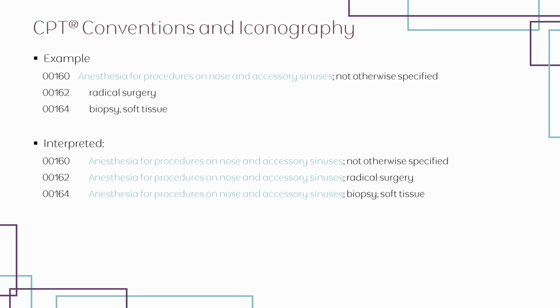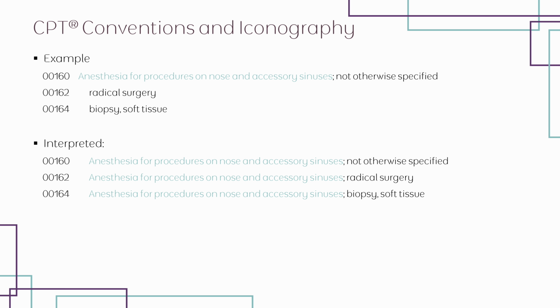Now, let's look at one more example that demonstrates the use of the indentation and the semicolon conventions. Go ahead and locate code 00160 in your CPT codebook. The description for 00160 reads anesthesia for procedures on nose and accessory sinuses, followed by a semicolon, and then the phrase not otherwise specified. As we discussed earlier, the portion of the description before the semicolon represents the common portion of the code descriptor or the standalone code.